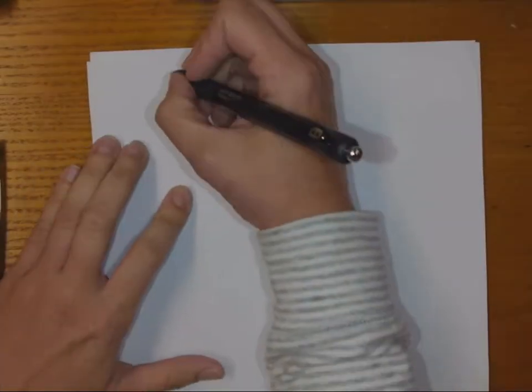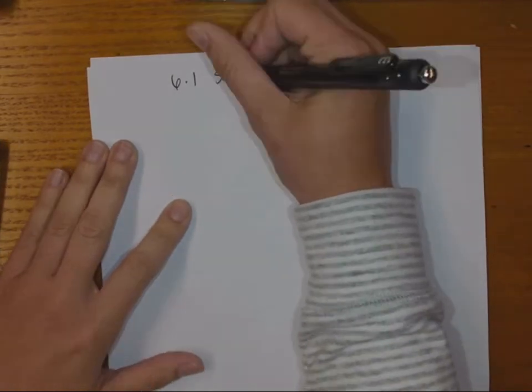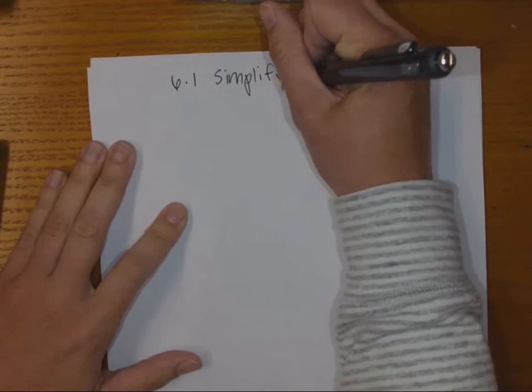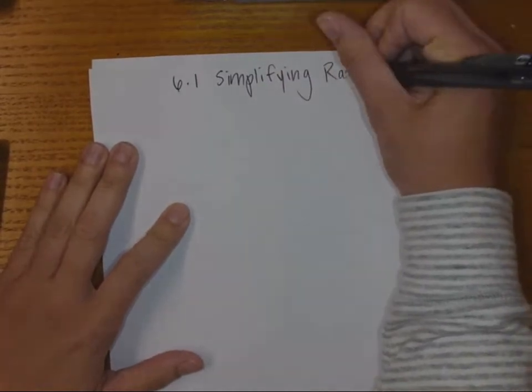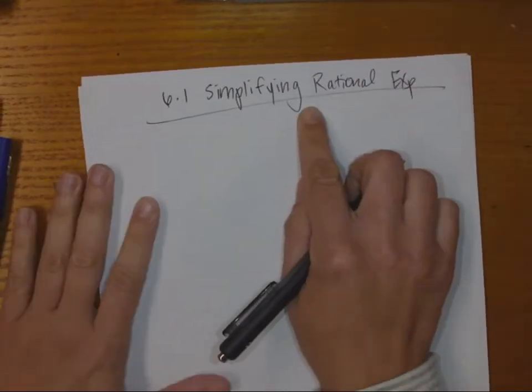In this video, we are going to talk about section 6.1. There's going to be a few videos for this section because it's kind of a long section, but it is simplifying rational expressions. Okay, so you should know what a rational expression is at this point.